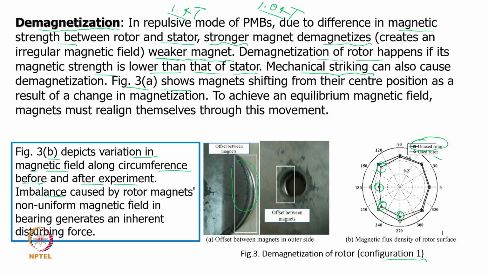Now, imbalance caused by the rotor magnets is because of the non-uniformity of the permanent magnet. It will cause an imbalance, that means eccentric motion of the shaft, and that will create some sort of disturbing forces in a permanent magnetic bearing. So, this is another problem related to the permanent magnetic bearing.